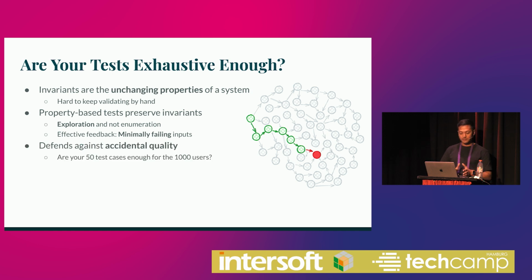So it's very effective in giving me feedback. And this defends against accidental quality, right? By handpicking test cases, what we end up doing is writing code that works only for those cases that we have tested. So if you have 1,000 users and you're writing 50 test cases, are you sure you're not leaving something out? Because if you are, you should try property-based testing.